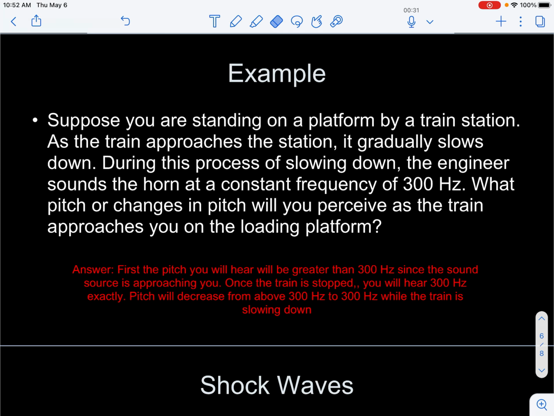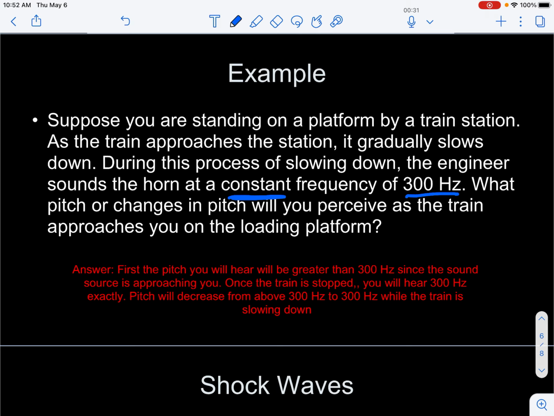Suppose you are standing on a platform by a train station. As the train approaches the station, it gradually slows down. During this process of slowing down, the engineer sounds the horn at a constant frequency of 300 hertz. What pitch or changes in pitch will you perceive as the train approaches you on the loading platform?